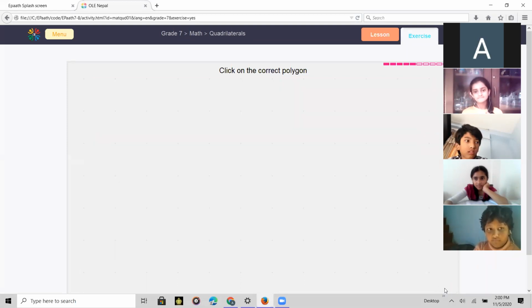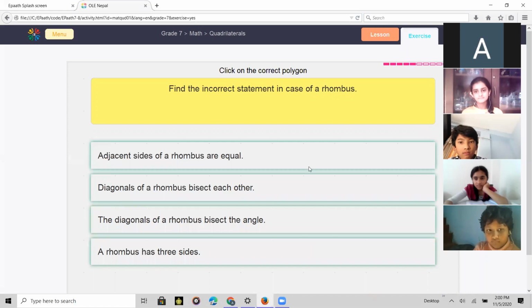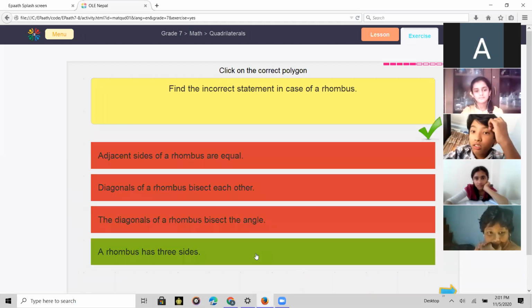Yes, next one. We'll find the first one, please. Come on, try. Diagonals of a rhombus must bisect each other. The last one. Very good, very good. Very good participation and very good answer. But what does my computer say, correct or not? Hello. Yes, the last one. Good. Very good.